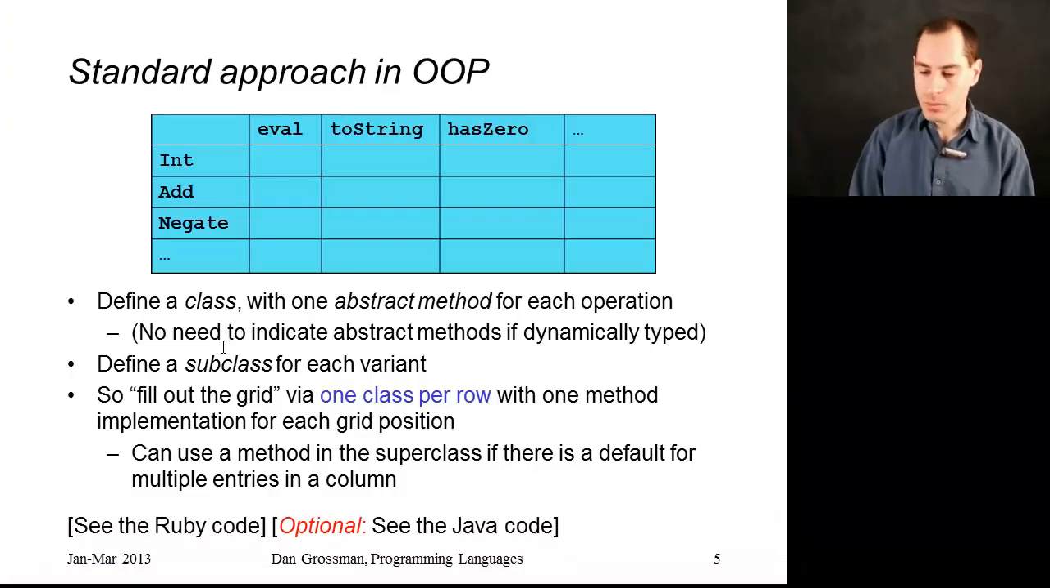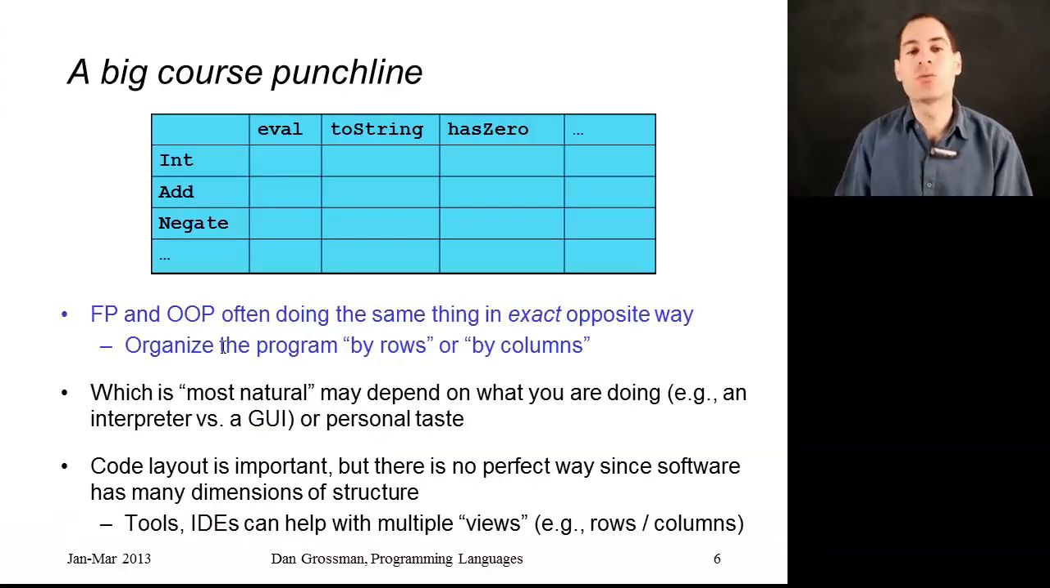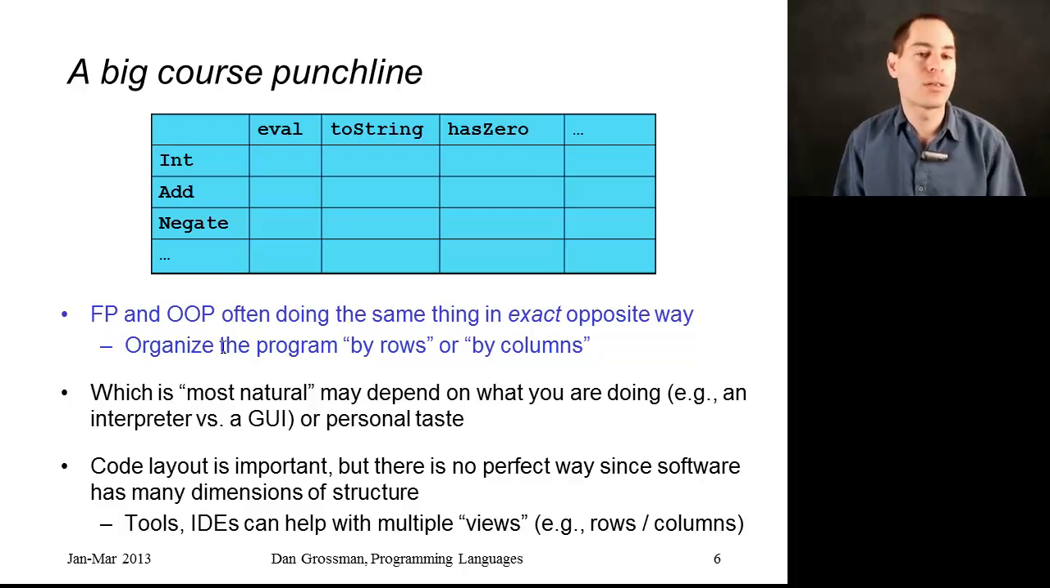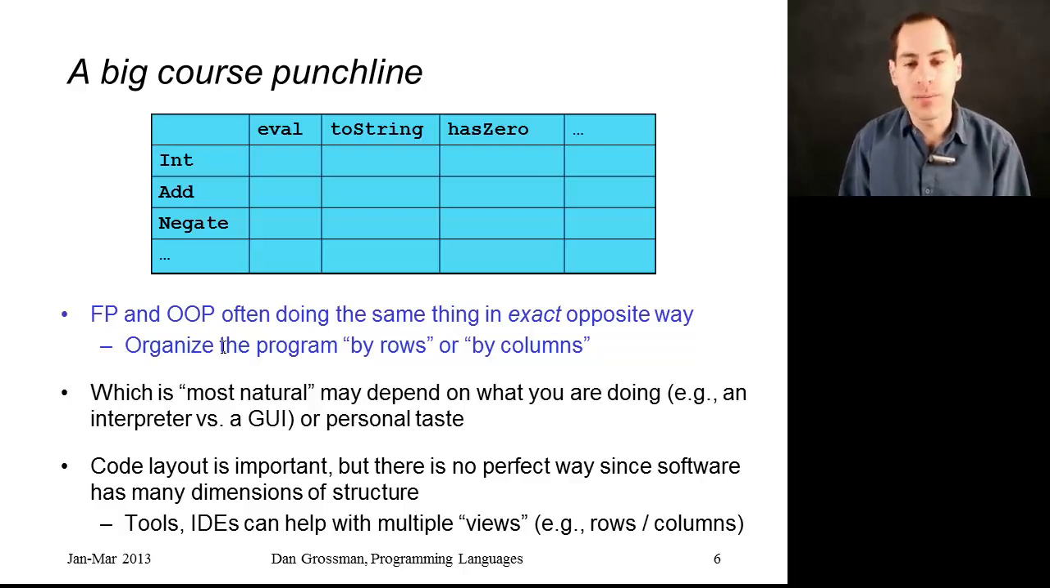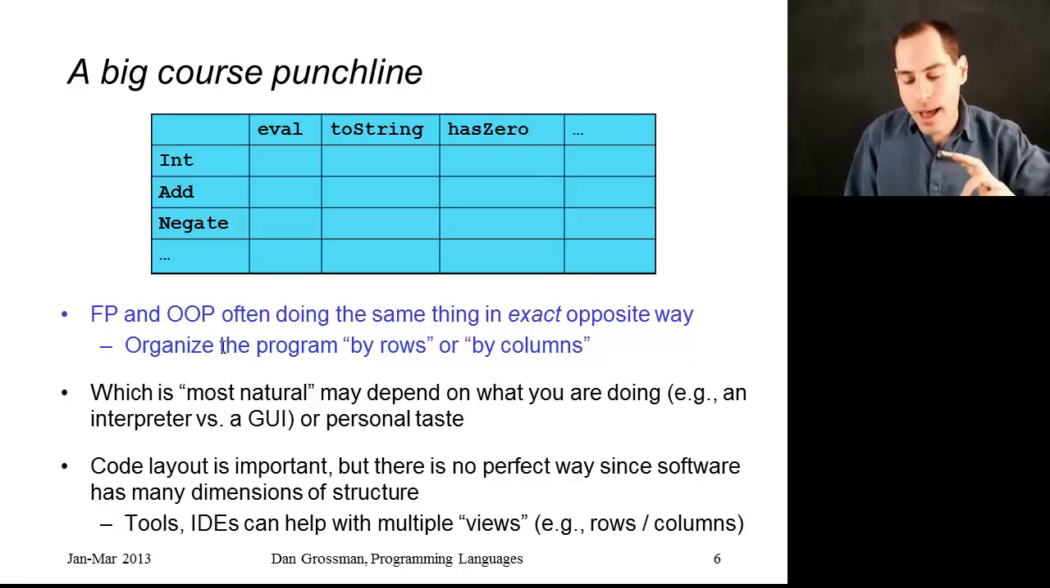Okay? So, to me, this is a huge punchline of the course and something you can only appreciate after you've studied functional programming and object-oriented programming in a precise and conceptual programming languages way, which is that FP and OOP are often doing the same thing in the exact opposite way. It's a question of whether you want to organize your program by rows or by columns. And if I put it that way, I think it's reasonable to say that it can be a matter of personal taste, and that it's a matter of perspective which is most natural.